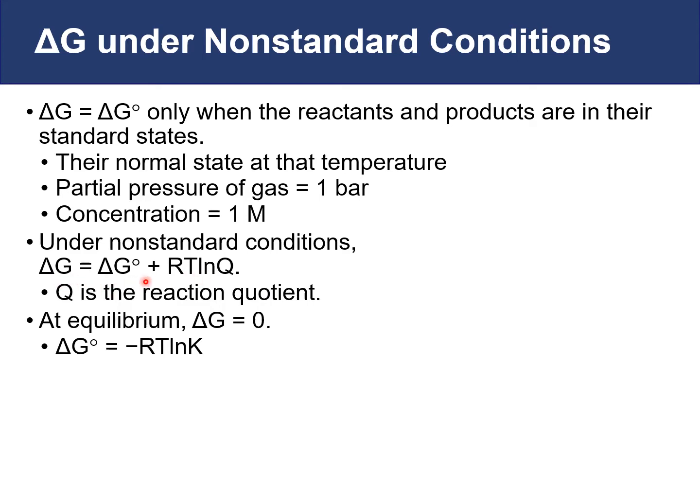Rearranging that equation gives us that delta G naught is equal to minus RT ln K. What this does for us is we could either figure out the Gibbs free energy if we know the equilibrium constant, or figure out the equilibrium constant if we can figure out the standard state Gibbs free energy.